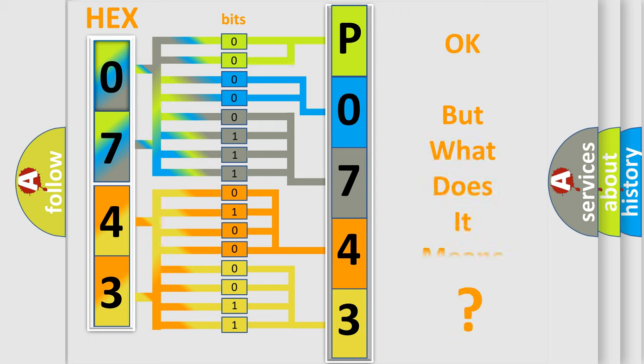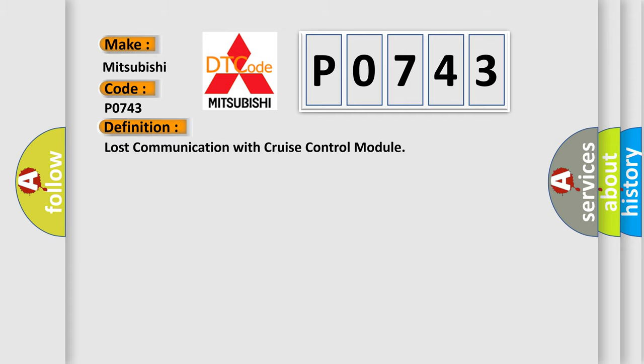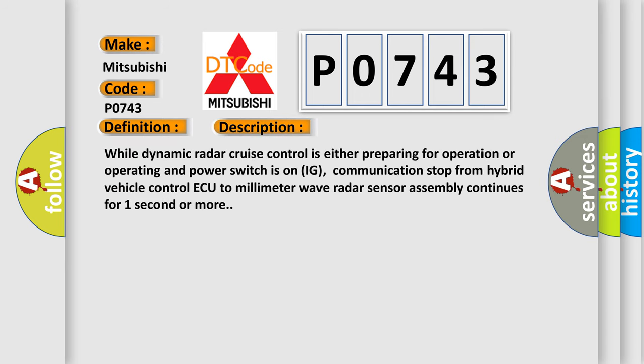The number itself does not make sense to us if we cannot assign information to what it actually expresses. So, what does the Diagnostic Trouble Code P0743 specifically mean for Mitsubishi vehicles? The basic definition is lost communication with cruise control module. And now this is a short description of this DTC code.